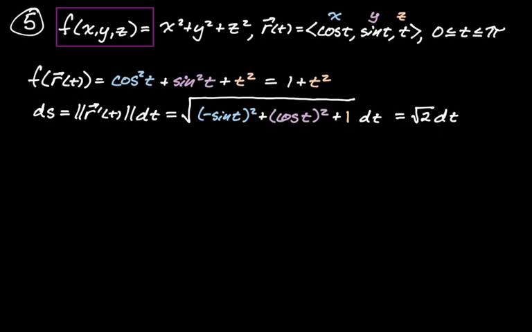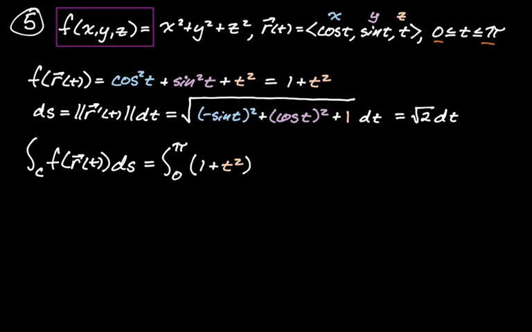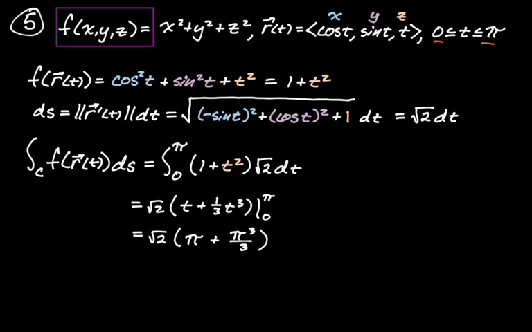Okay, we are doing the integral over the path of f of r of t ds. So just do your substitution. t is going to go from 0 to pi. f of r of t we found was the quantity 1 plus t squared. Make sure you use parentheses there so you correctly distribute. ds we found was root 2 dt. And now this is just reverse the power rule, evaluate, get a really gross answer that doesn't clean up, so I'm just going to leave it like that.